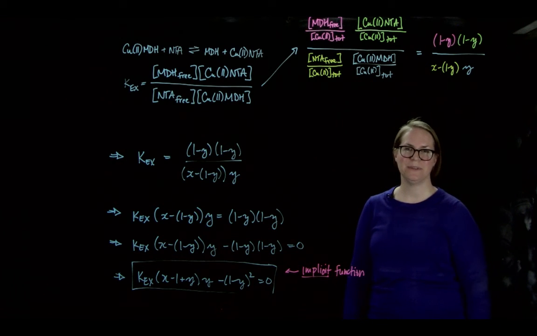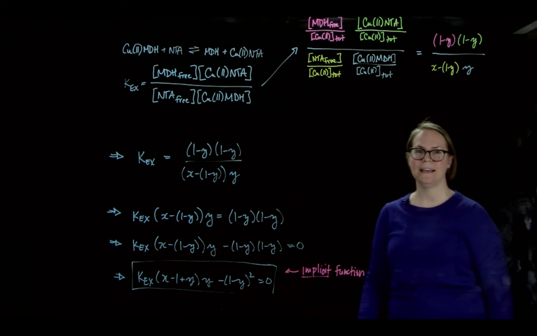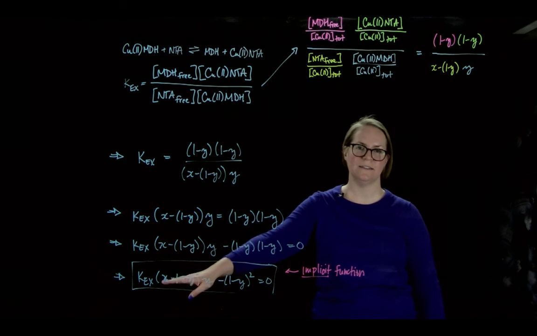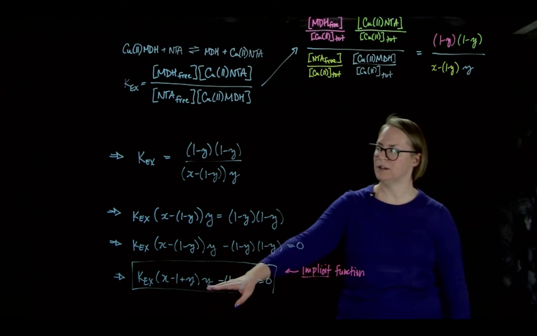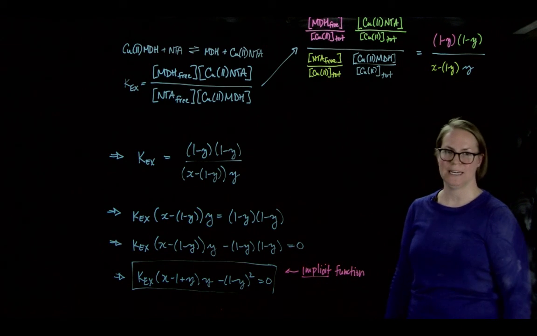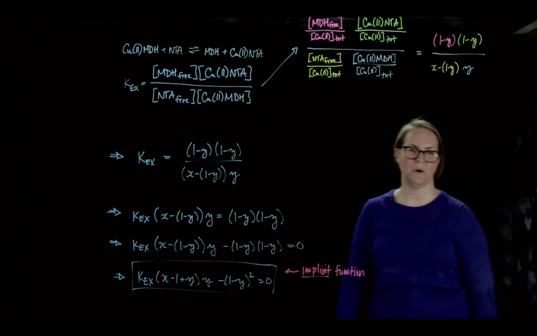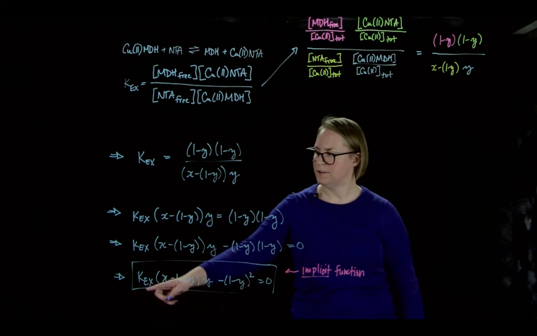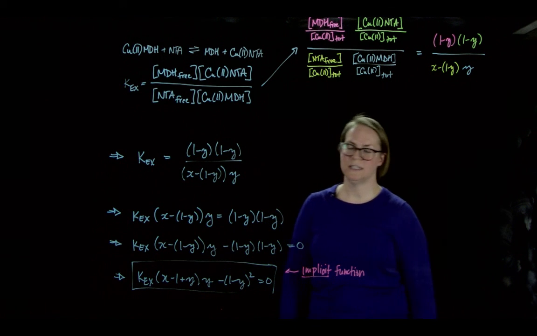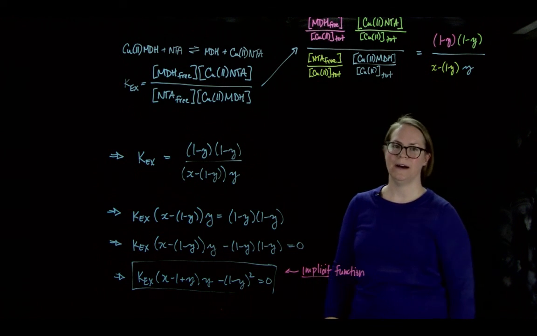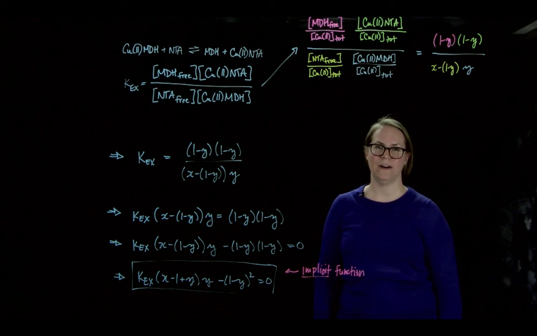But it's okay that we have an implicit function because the software program Origin can handle fitting implicit functions. So in looking at spectrophotometric data, we fix the x, that's our concentration of NTA, and we observe y, the concentration of copper-2 MDH. And so we fit this model using those x and y observations in order to estimate this equilibrium constant for this equilibrium reaction, and thereby we can solve the original problem of finding our equilibrium constant for copper-2 with MDH.